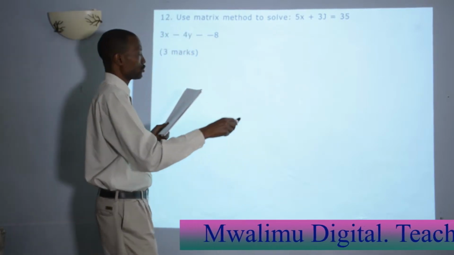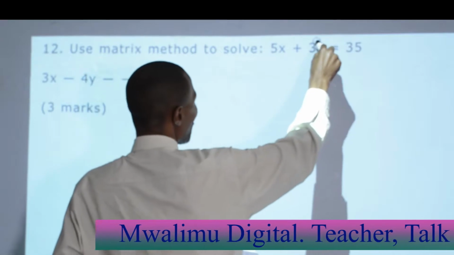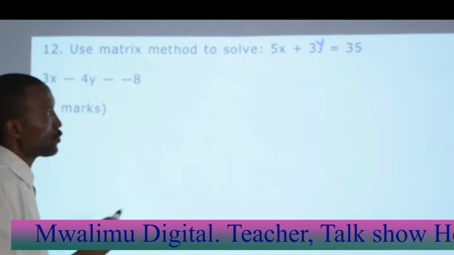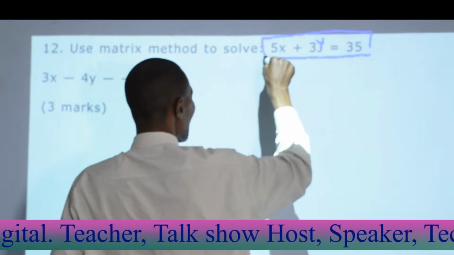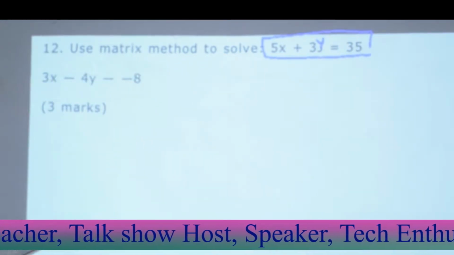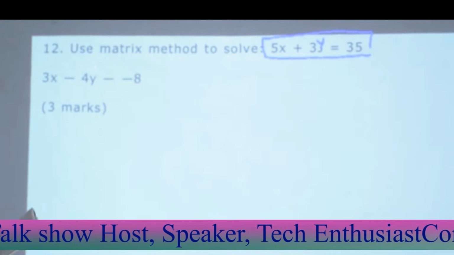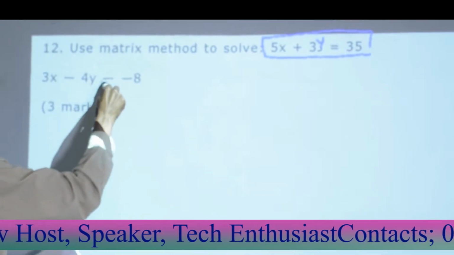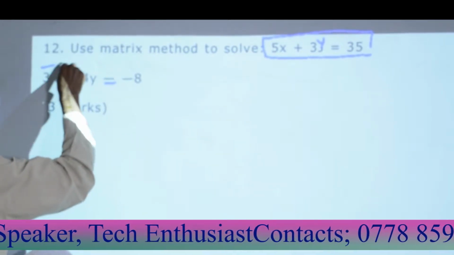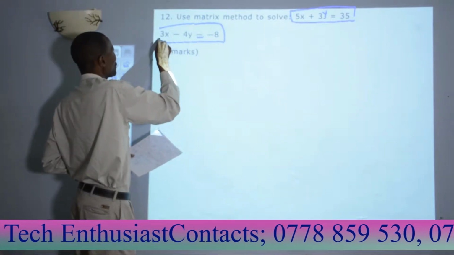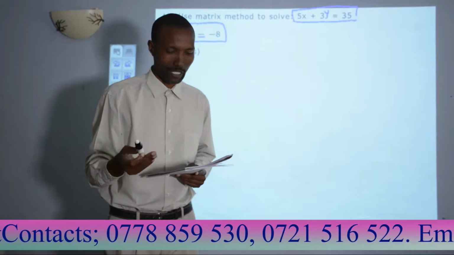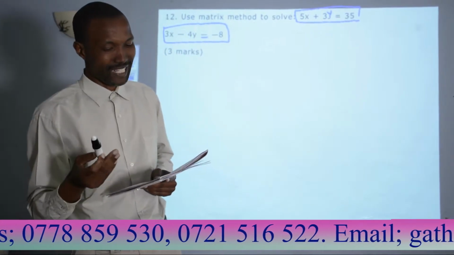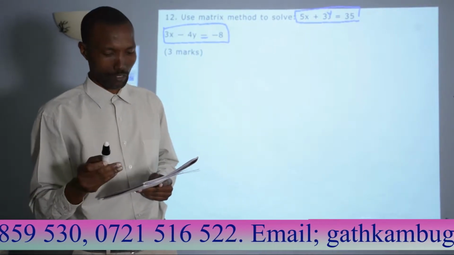The first equation should be 5x plus 3y, make that change there, equals 35. This is the first of the two simultaneous equations. The second one should read 3x minus 4y equals negative 8. So we need to be in a position to solve this set of simultaneous equations using the matrix method.